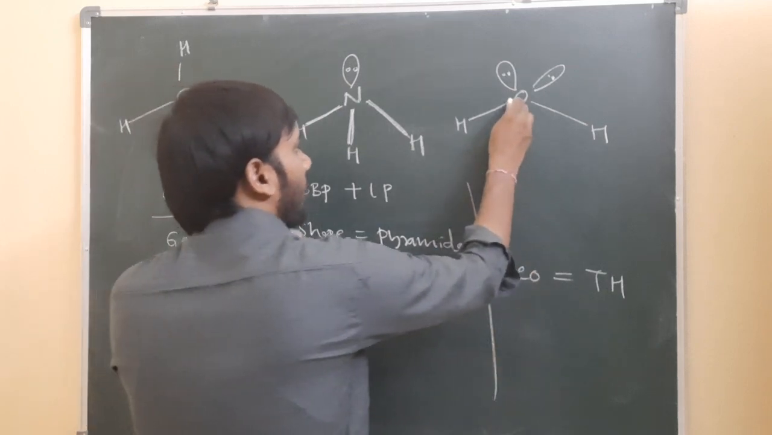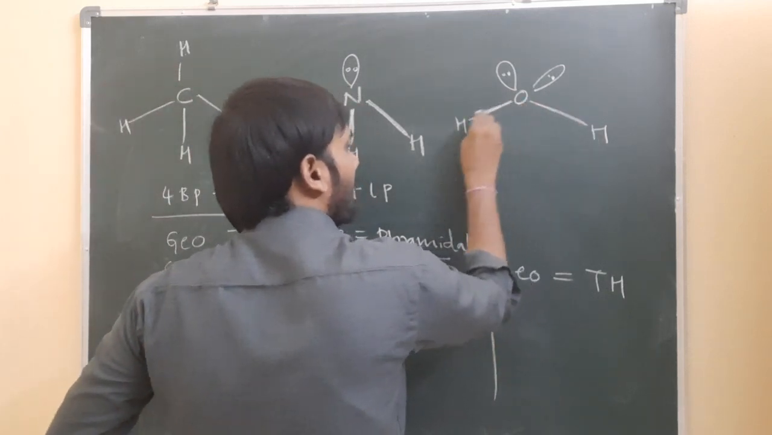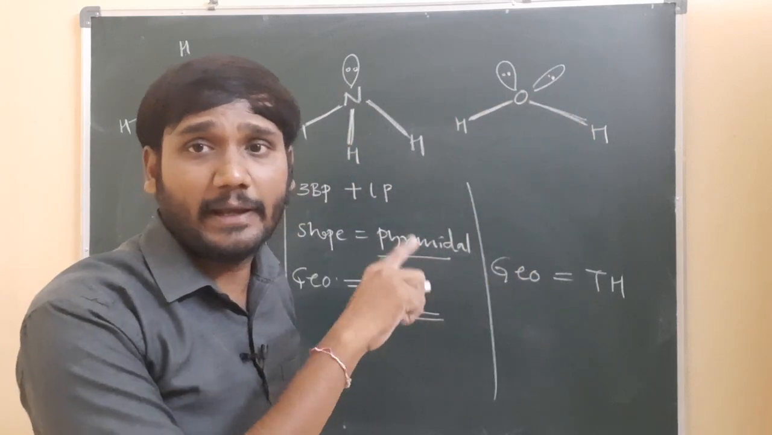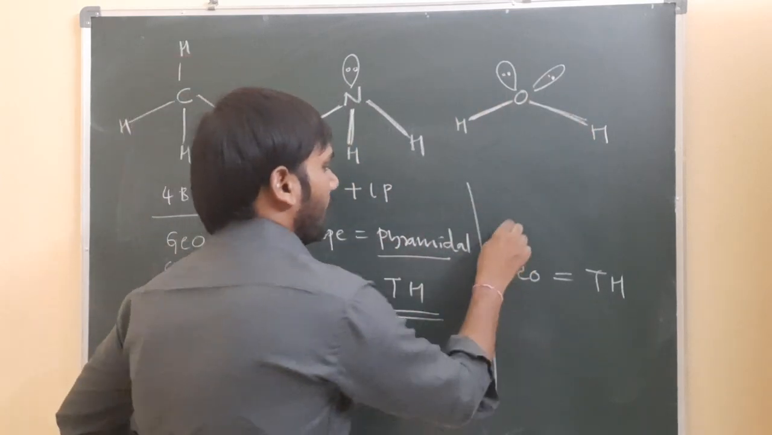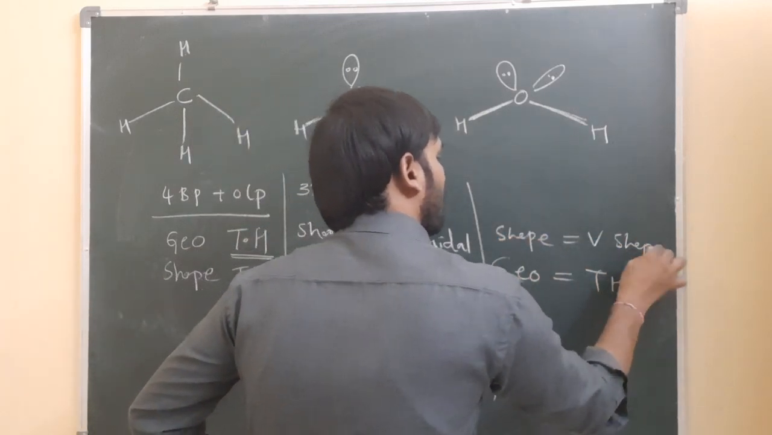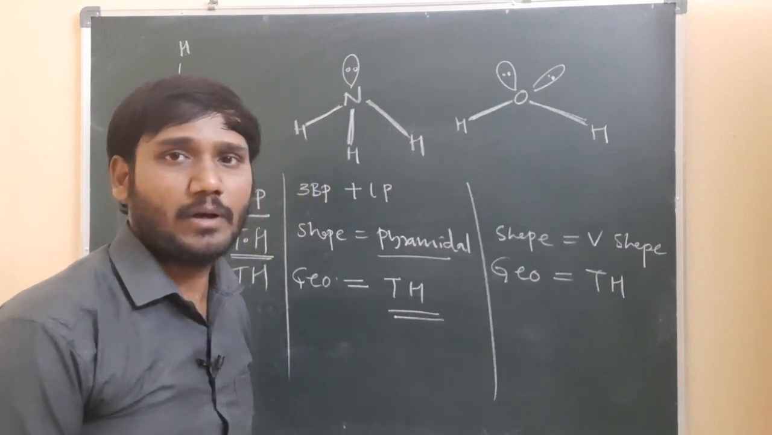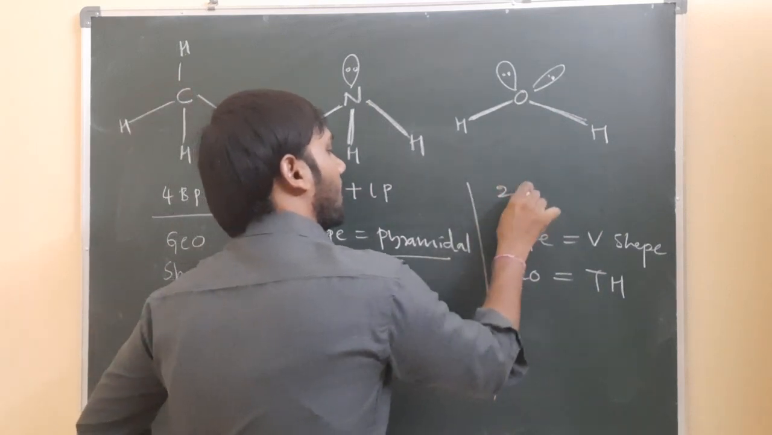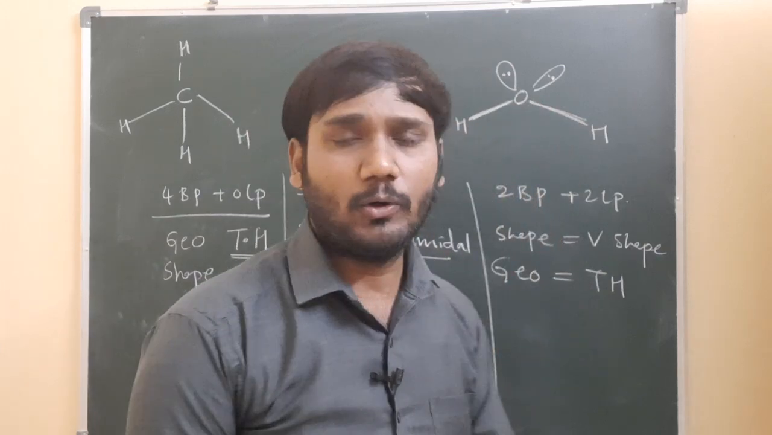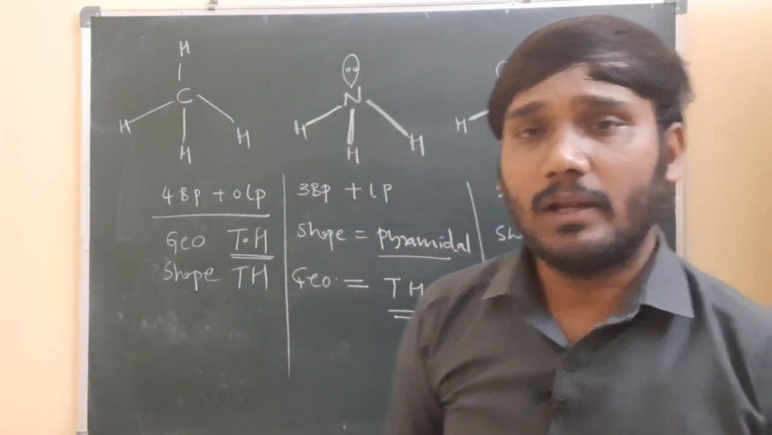The shape of the molecule depends on only bond pairs. Let us see. These 2 bond pairs, you observe perfectly. If you observe, it will look like a V shape, right? So that's why the shape of the molecule here is V shape. Shape of the molecule is what? V shape. How many bond pairs are present? 2 bond pairs are present, 2 lone pairs are present. So 2 bond pairs, 2 lone pairs means the shape of the molecule is V shape.